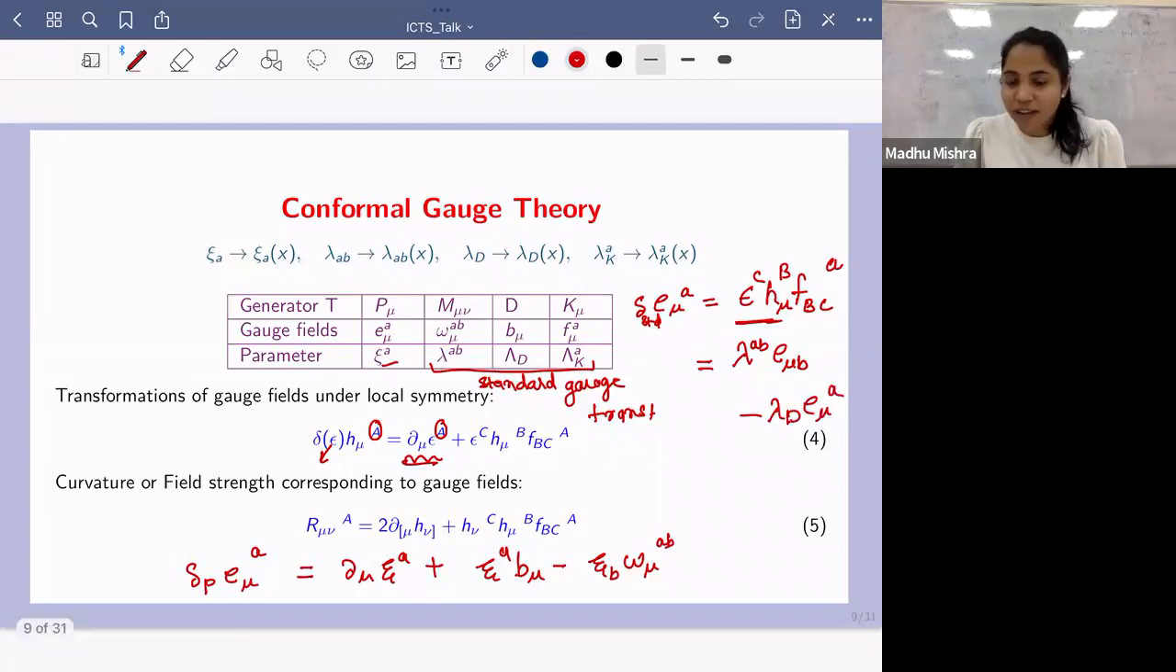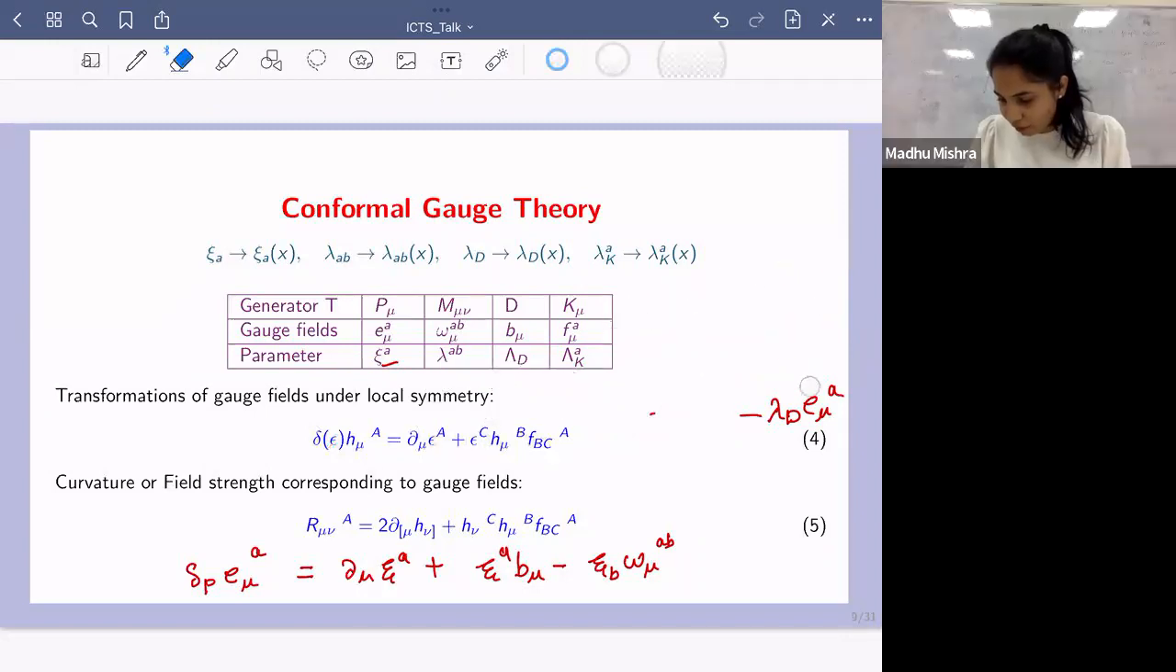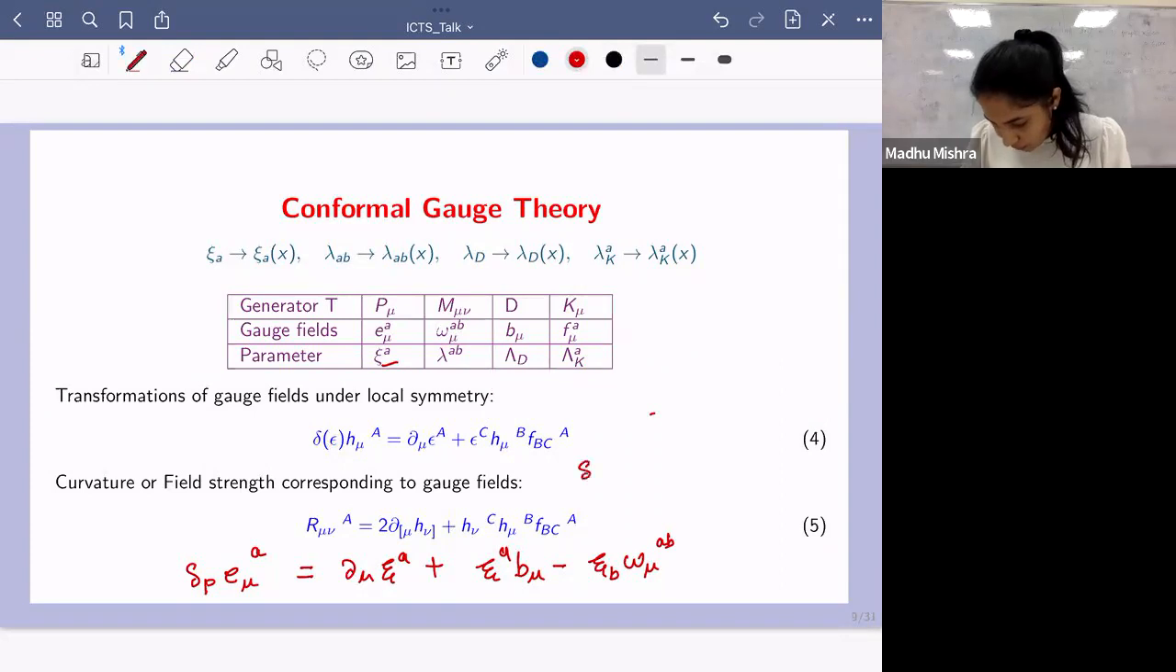Is it clear? Yes, it's clear. Okay, fine. So if it's clear, then now we have the standard gauge transformation of E mu A and the local translation of E mu A. So I will just write it finally here because this will be used later on to explain some important result.